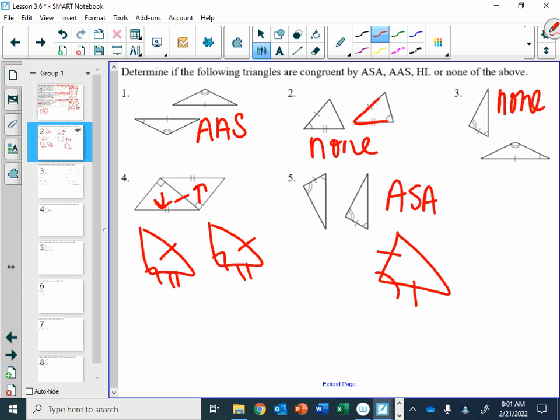If it's not, I'm glad things are finally clicking. So what's the difference between angle, side, angle, and side, angle, side? Angle, side, angle, I have two angles and a side. Just think about the letters. And then for side, angle, side, I've got two sides and an angle. If I have two S's, that means I have two sides. If I have two A's, two angles.